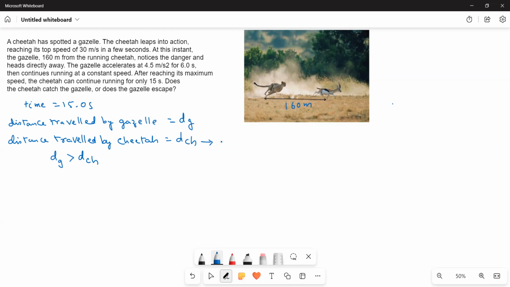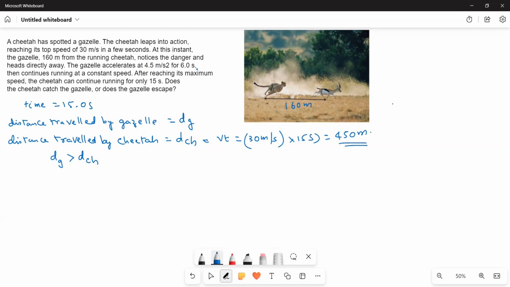So now let us find out the distance traveled by the cheetah. Distance traveled by cheetah is equal to Vt. What is the speed? 30 meters per second. How much time? 15 seconds. That gives 450 meters. This is the distance traveled by the cheetah. Now coming to the gazelle.